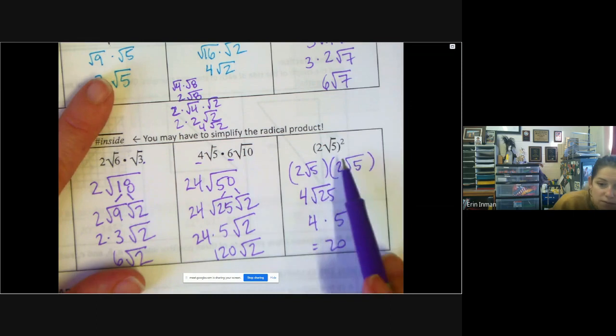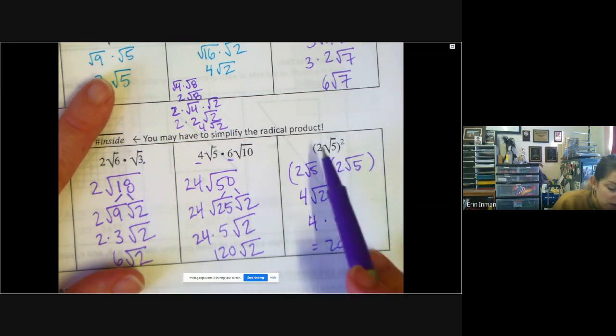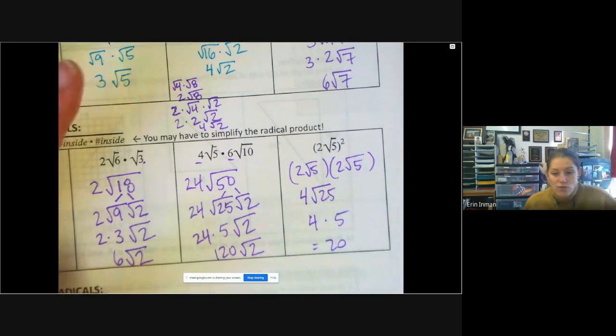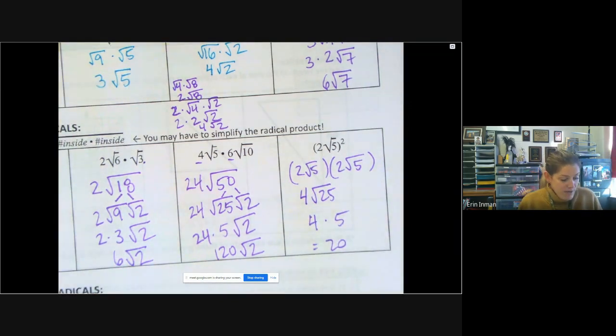Okay. A lot of times people will forget about the fact that this also needs to be squared, right? So just kind of visualize that one when you're doing this. Okay. So it's a good stopping point for right now.